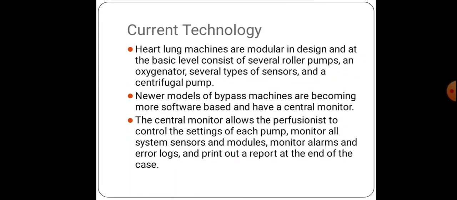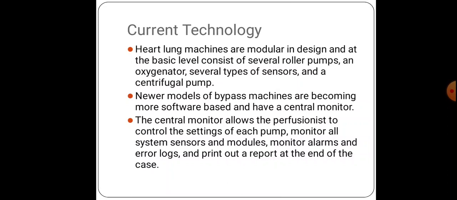So we will see the modular technology and the current technology, and what components are involved in the heart-lung machine. Heart-lung machines are modular in design. At the basic level, they consist of several roller pumps, oxygenators, several types of sensors, heat exchangers and the centrifugal pump. The main function of the sensors is to indicate if there is abnormal function or any leakage.